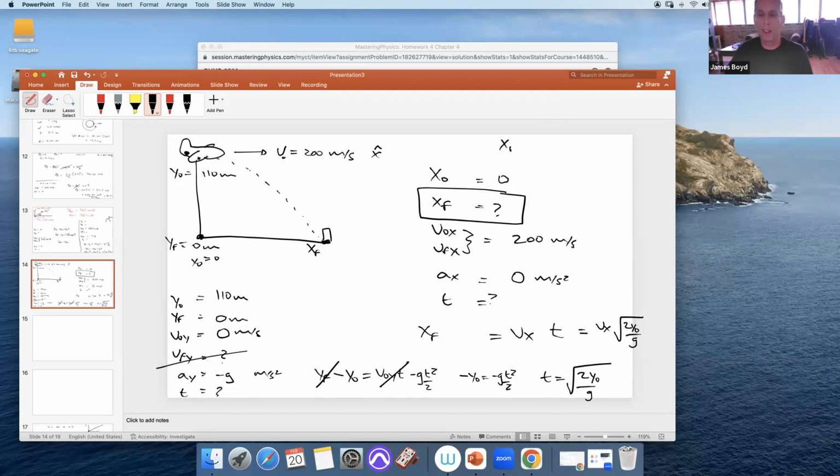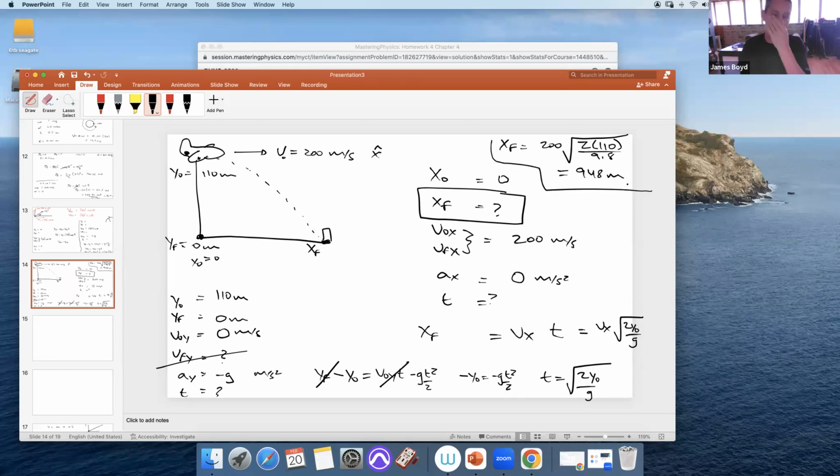So x final is 200 times the square root of 2 times 110 over 9.8. And if I plug that into my calculator, 2 times 110 divided by 9.8, take the square root of this answer, multiply it by 200, I get 947.6, so about 948 meters.